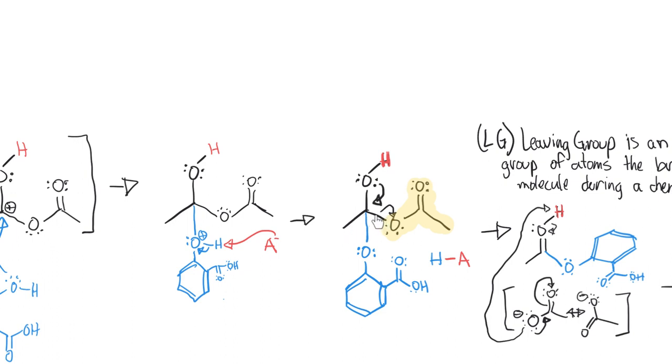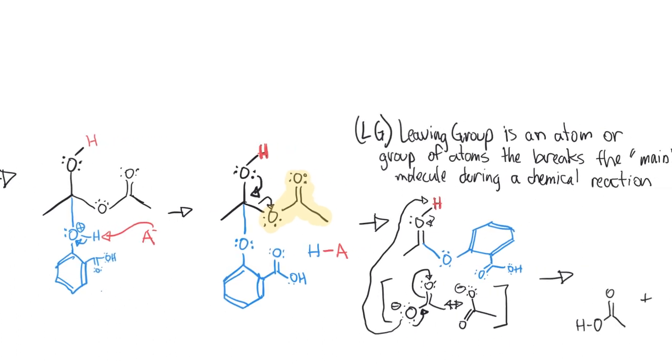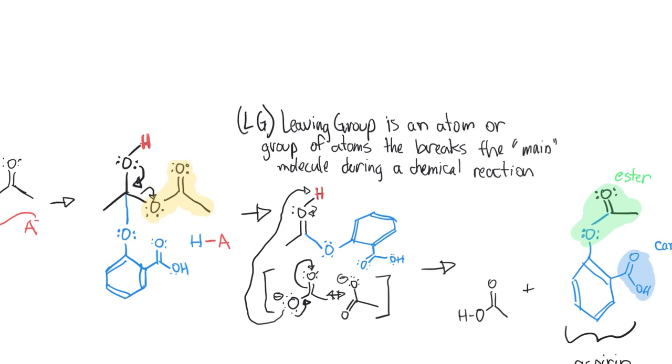Now, it turns out this bond right here is going to break because when it does break, the leaving group is a very stable structure that we call acetate. And it's stable because what you're left with is a structure that can distribute the negative charge into both of these oxygens. And that distribution of negative charge leaves a very stable structure.